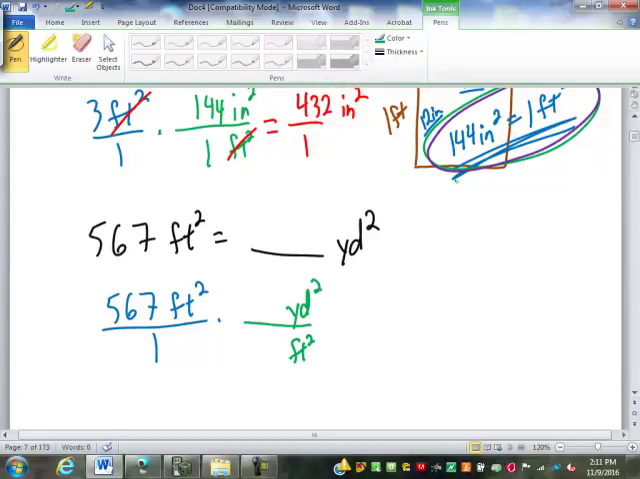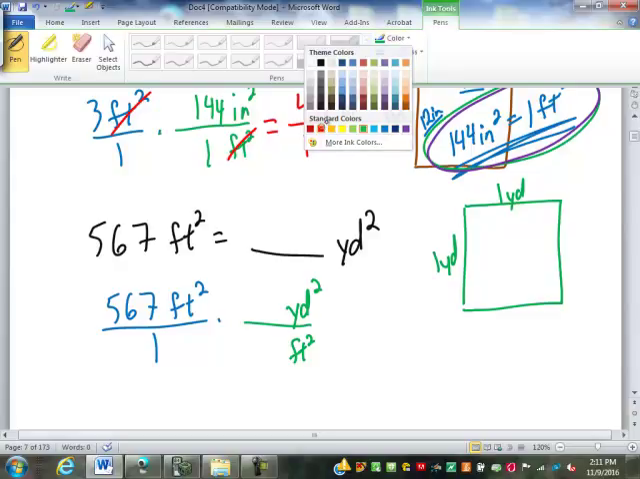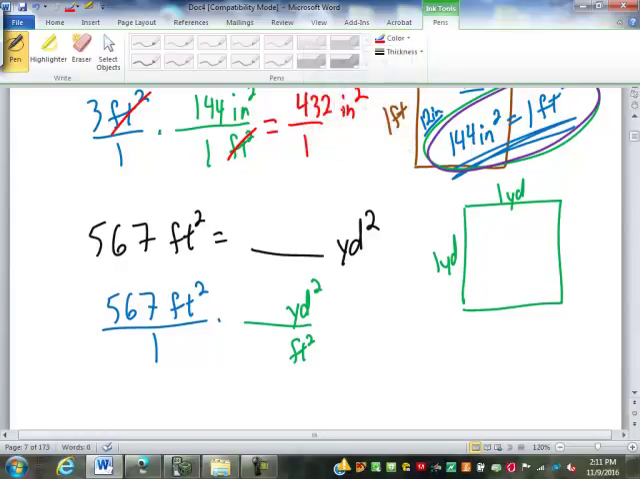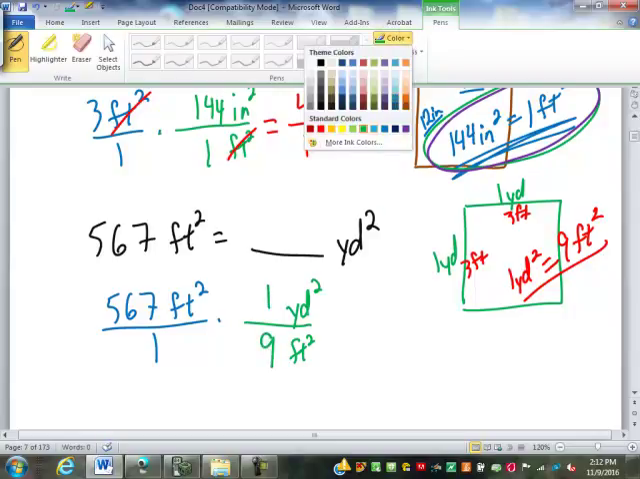But how many square feet are in a square yard? Well, it's the same type of thing. 1 square yard is defined to be 1 yard by 1 yard. How many feet are in a yard? 3 feet in a yard. So this is 3 feet by 3 feet. So 1 square yard is equal to how many square feet? 3 by 3 is 9 square feet. So back over here, 1 square yard is 9 square feet.